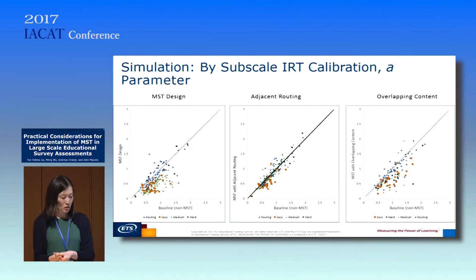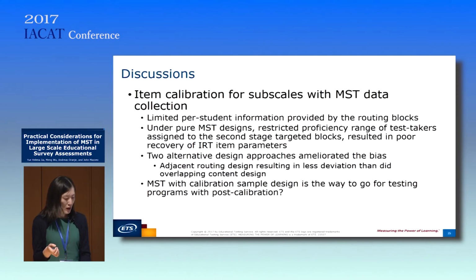And also the discrimination parameter, instead of having a directional shift, is coming back more in line with the non-MST parameter estimation. All right, so where we are here. We learned some lessons: when you try to do everything the same way as those survey assessments have been doing, and try to implement the MST design, there are things you need to watch for.